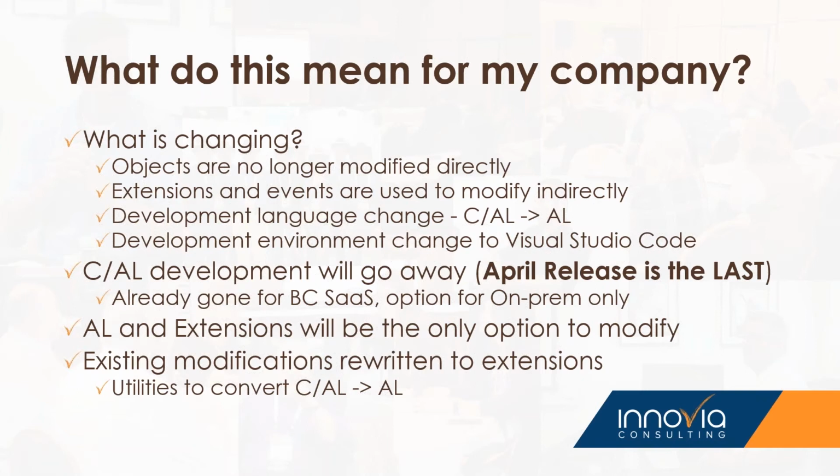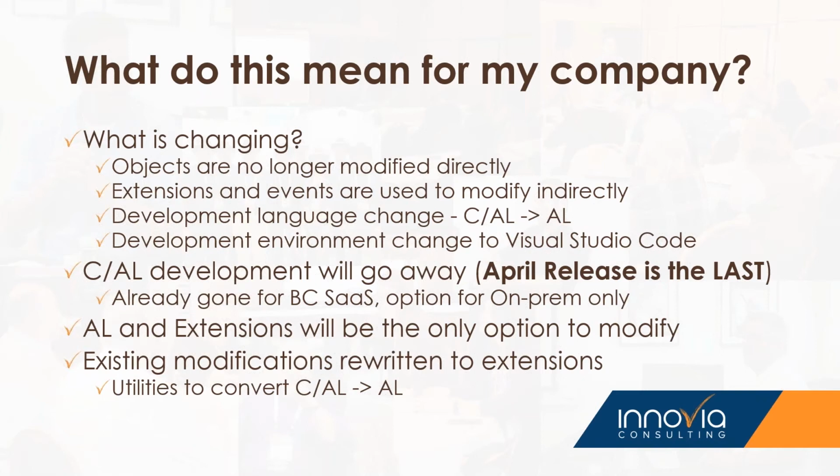So the big change is that in order to allow for that, we can no longer modify those objects directly. So how do we do that going forward? We modify them indirectly by using what are called extensions and events. And that is really the goal here today, to explain to you what those are and how we do that. The other thing that's changing is the development environment.